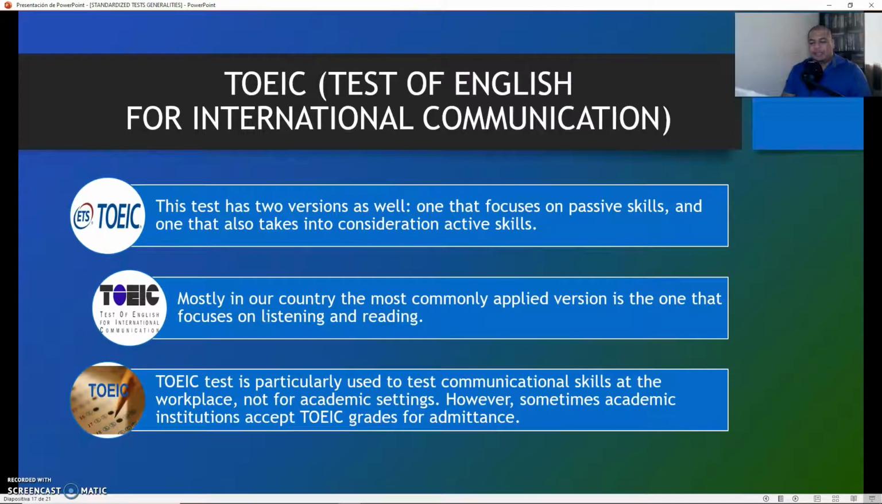Now, let's talk about TOEIC. The Test of English for International Communication has 2 versions too. Just like TOEFL, it has one that focuses on passive skills and one that focuses also on active skills. The one that is being applied in El Salvador is the one that focuses on passive skills. This test is used particularly to test communication skills in the workplace, not for academic settings. But sometimes some academic institutions, to go and study overseas, also accept TOEIC grades, which is fine.